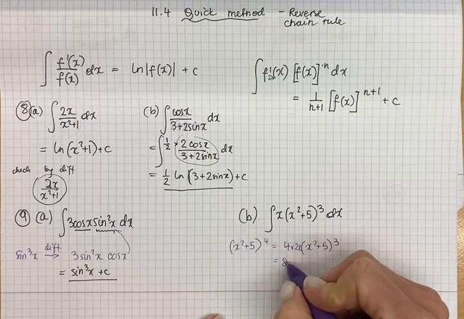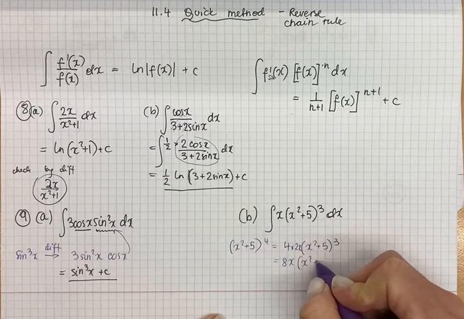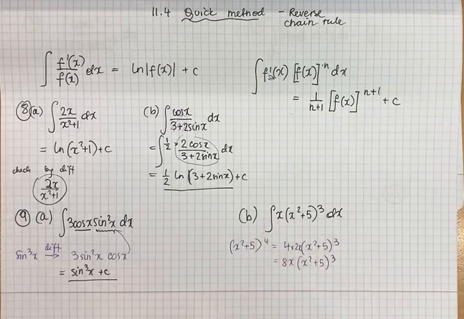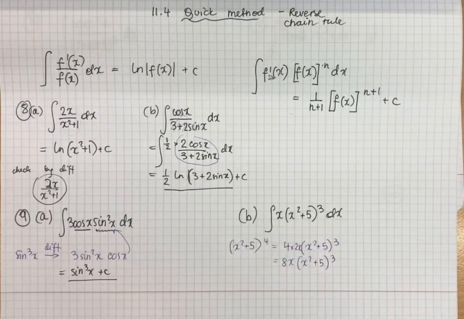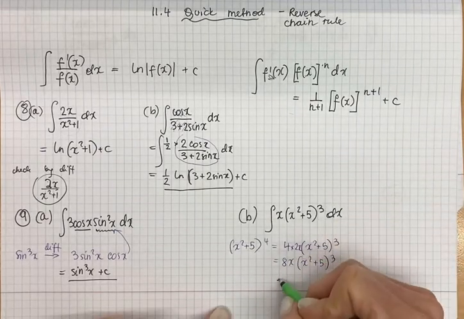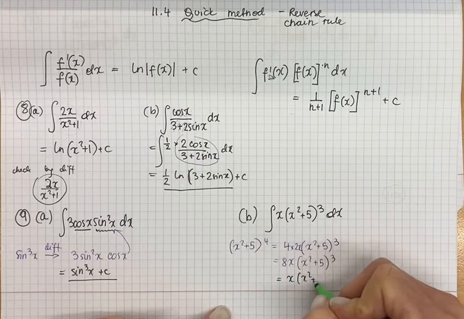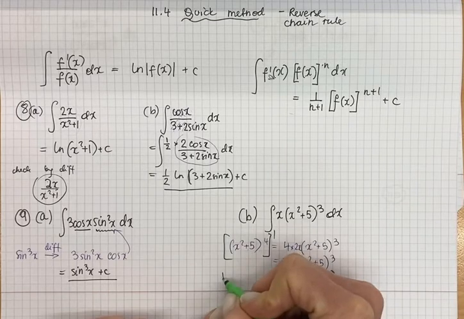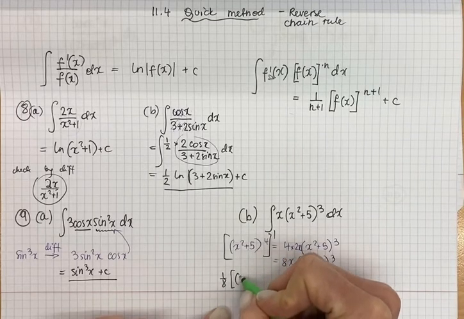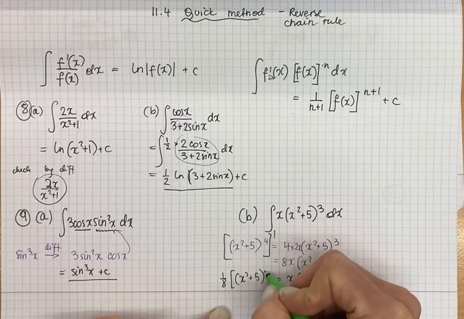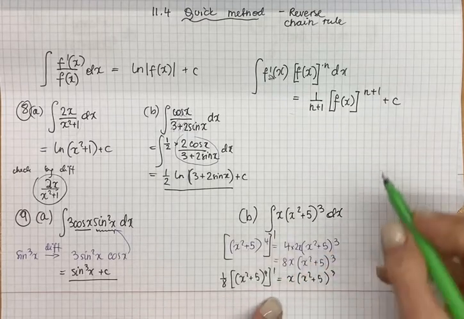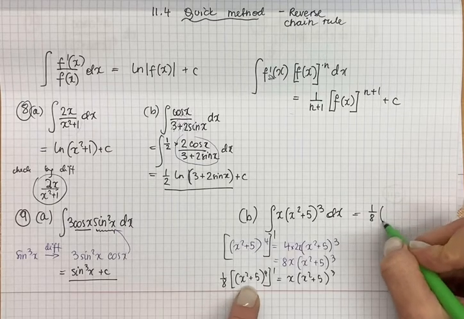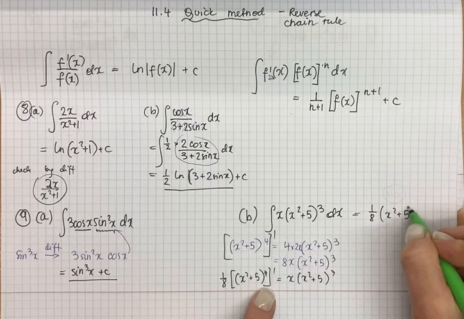So you've got 8x times x squared plus 5 to the power of 3, but we don't have 8. We've got 1/8 of that answer, so that means x squared plus 5 to the power of 4, let me just write it like that, must have been 1/8 of that function differentiated. Okay, so the answer over here is going to be 1/8 of x squared plus 5 to the power of 4.